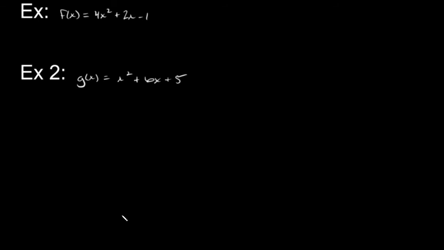You've got 4x squared plus 2x minus 1, biggest exponent 2, and then a 1, and then a none, right? Then here, another situation where you've got x squared, 6x, and 5, right? So these are just showing you some examples of quadratic functions.